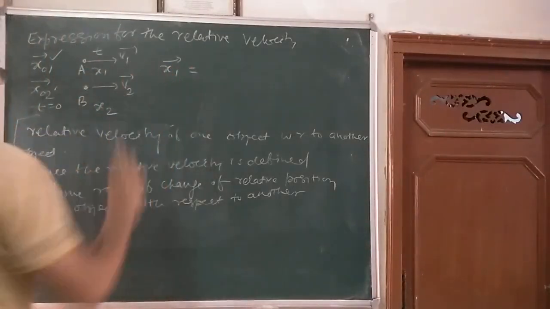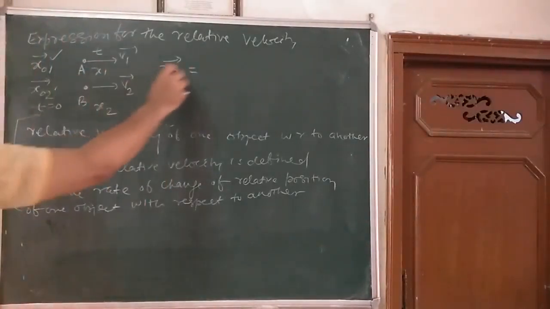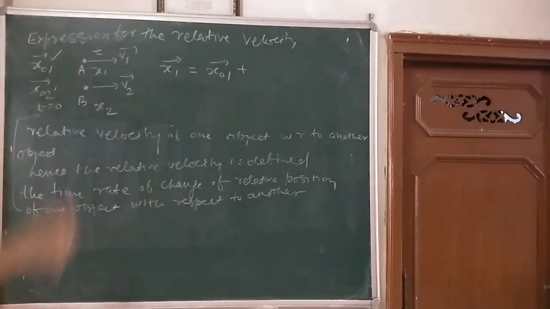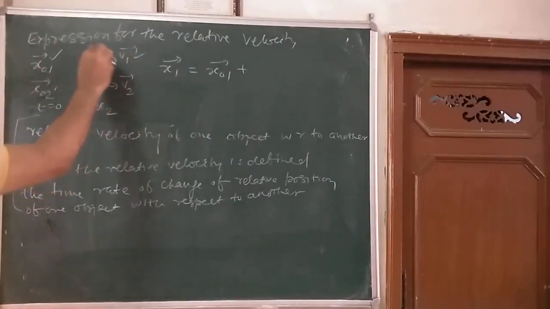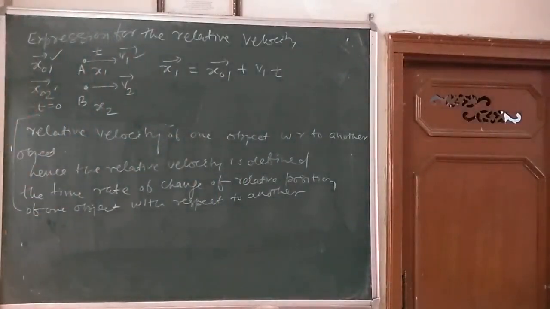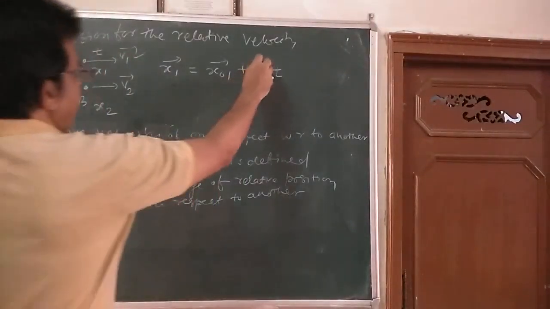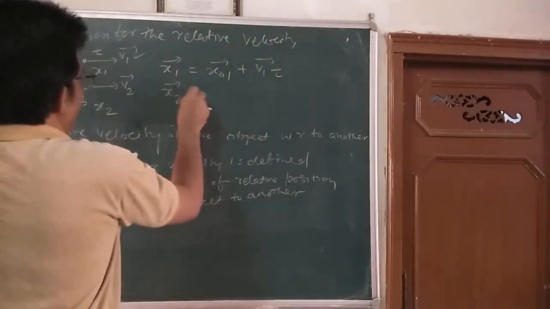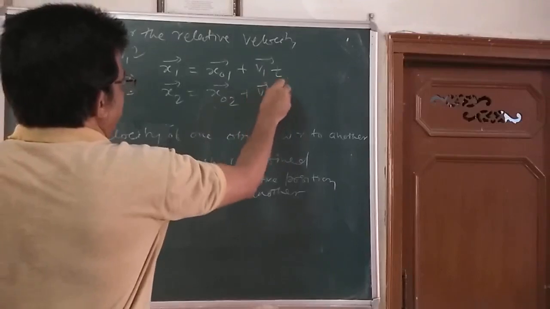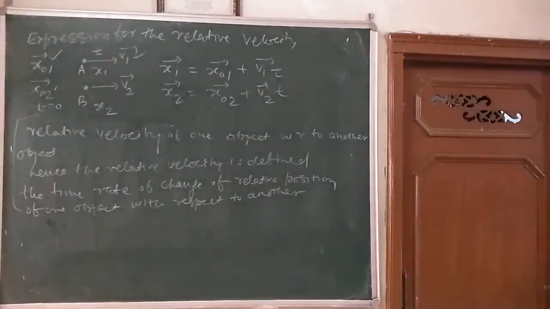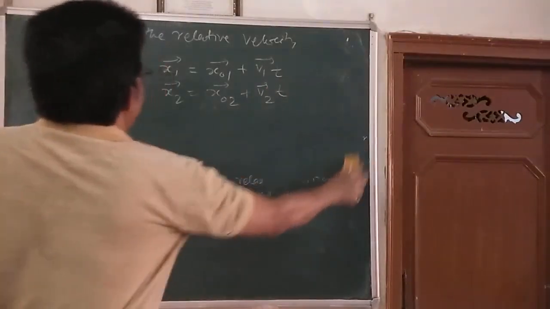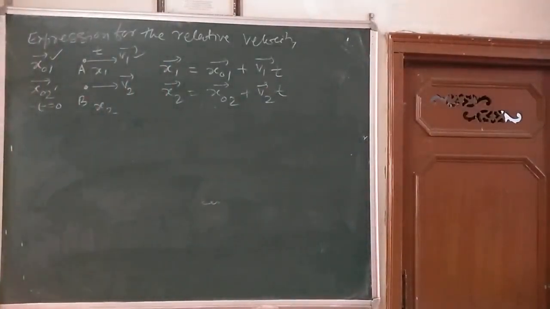t? Say this is x1. The initial position of this was x01, and in a time t it covers a distance, because velocity is v1 and time is t, so v1t. So this is the position after a time t. Similarly, for the second body, x2 is equal to x naught 2, the initial position, plus after a time t, v2 into t. So this is the position after a time t.